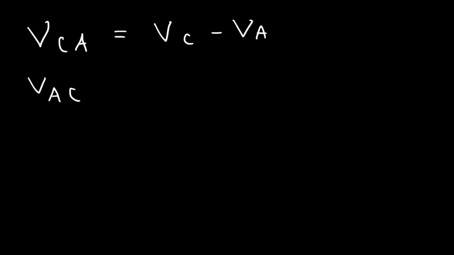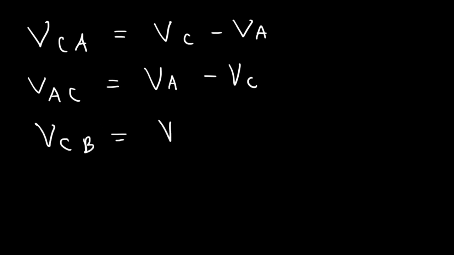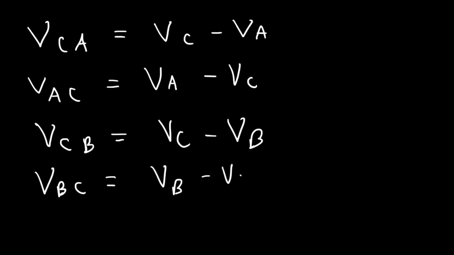Now, let's say we want to define VCA, the velocity of C with respect to A. You can calculate it by subtracting VA from VC. Now, if you want to find VAC, that's the velocity of object A with respect to C, where C is the frame of reference, then this is going to be VA minus VC. If you want to find the velocity of object C with respect to B, that's VC minus VB. And the velocity of object B with respect to C is VB minus VC.